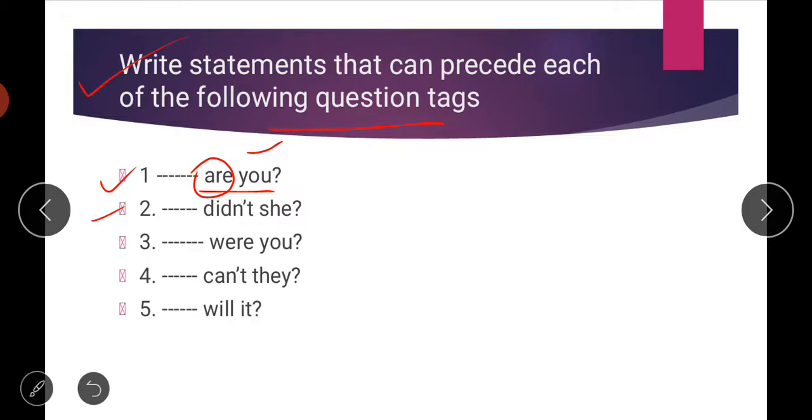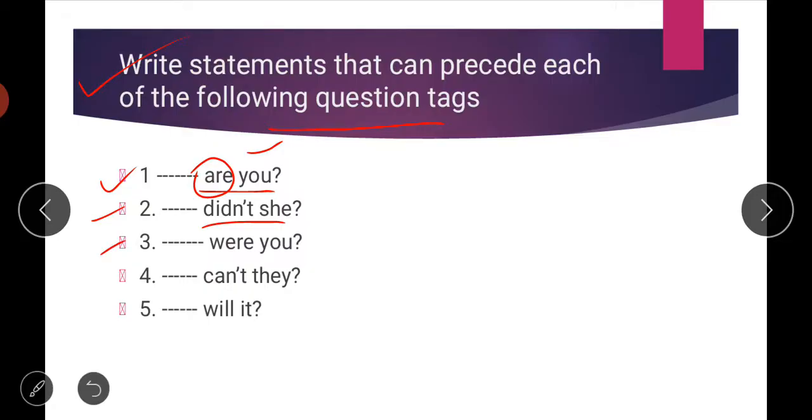Then second is didn't she. So for didn't she, again it's a negative tag, it means we have to form a positive statement. And if the word did is used, it means there is no helping verb in the statement, we can't use any helping verb in the statement, and we have to form a past tense, a simple past tense statement. So what we can say, Neeta passed the exam, didn't she, or any name, Disha passed the exam, didn't she, Amanat passed the exam, didn't she, or any of the names. So like this you can form the second.